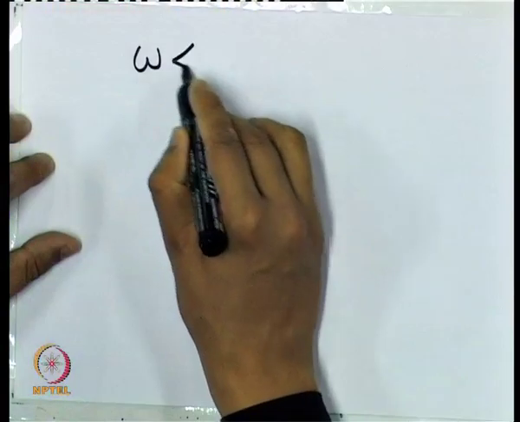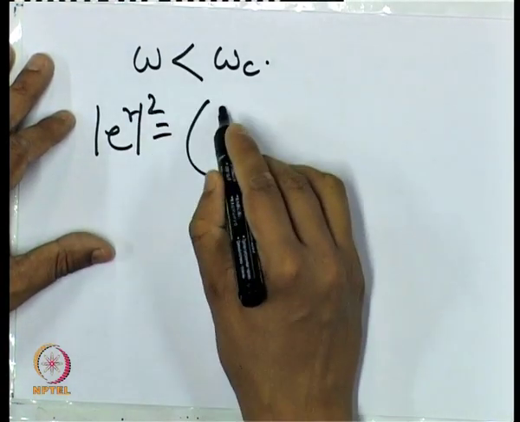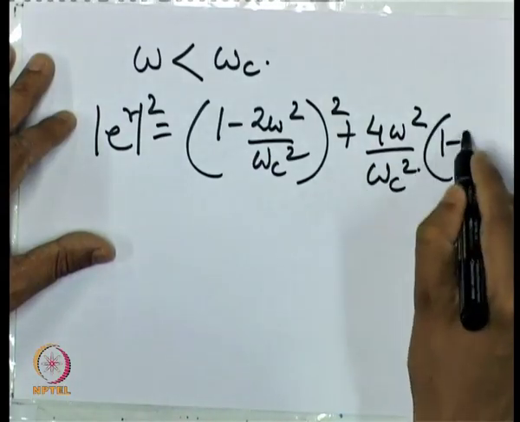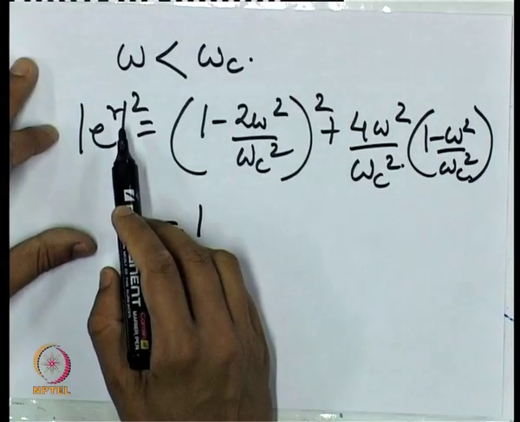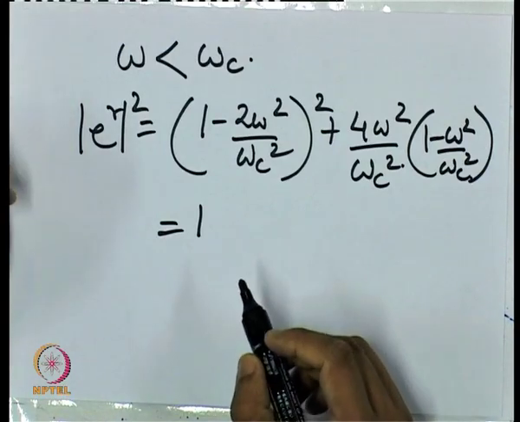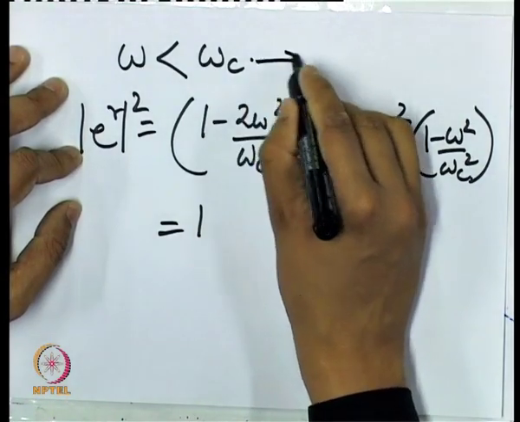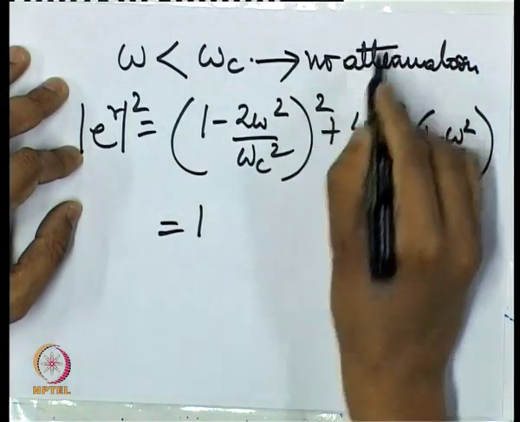Now, taking this further, what we see is that for certain frequencies, say when omega is lesser than omega c, this propagation constant, the magnitude square, is given by this, and this is always 1, because when omega is lesser than omega c, gamma is purely imaginary, and then the magnitude square will always be 1. So, in other words, for omega lesser than omega c, there is no attenuation, and it corresponds to the pass band of the filter.